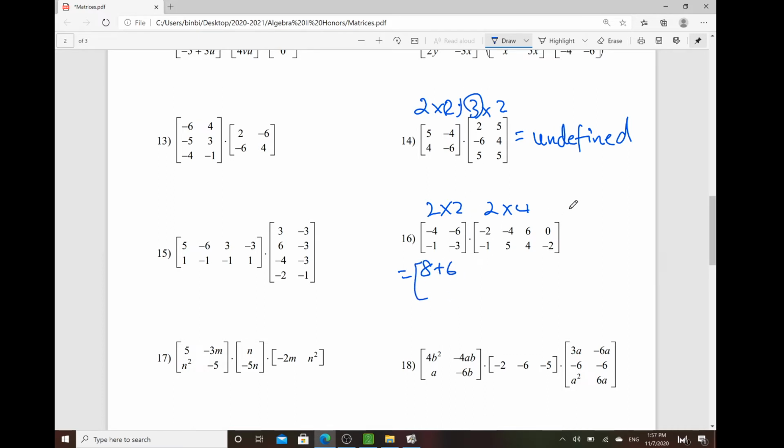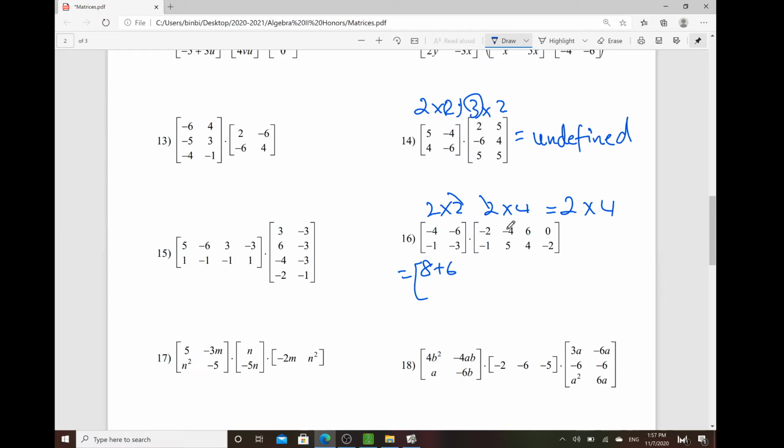For those who want to find out the size of the resulting matrix without doing any arithmetic, once you cross out the numbers in common here in the middle, the resulting matrix is going to be 2 by 4. That 2 remains and that 4 remains, so it's going to be 2 rows and 4 columns.